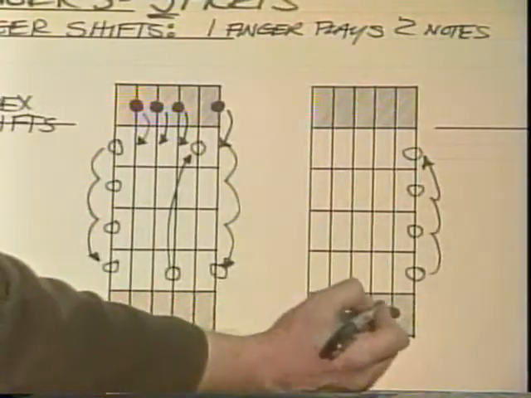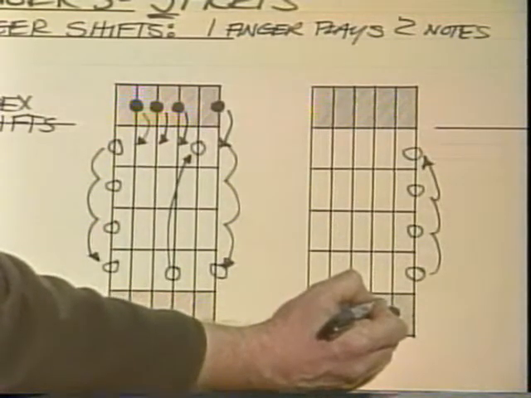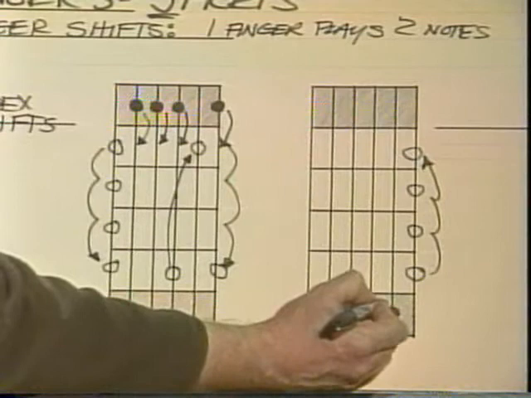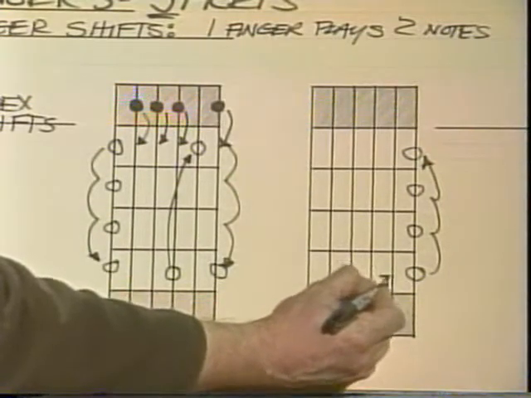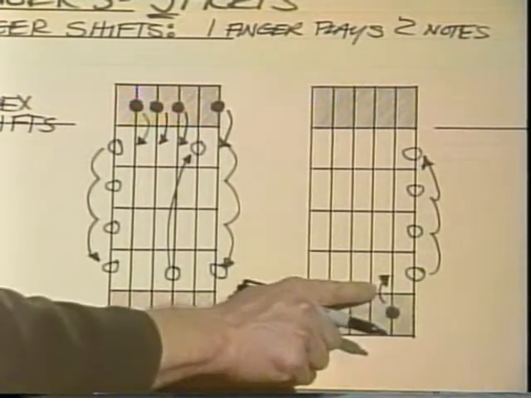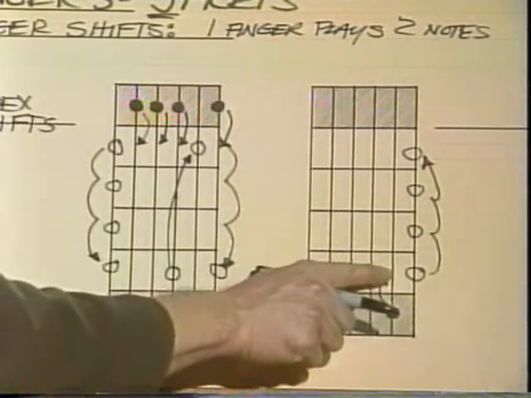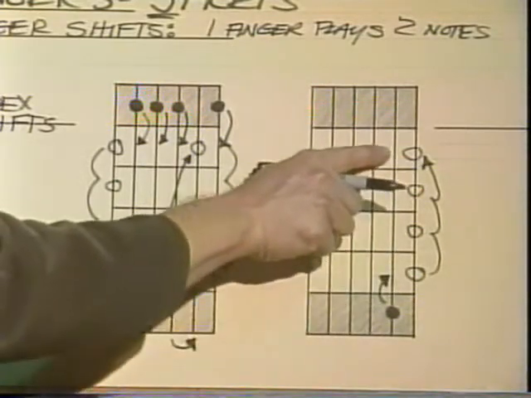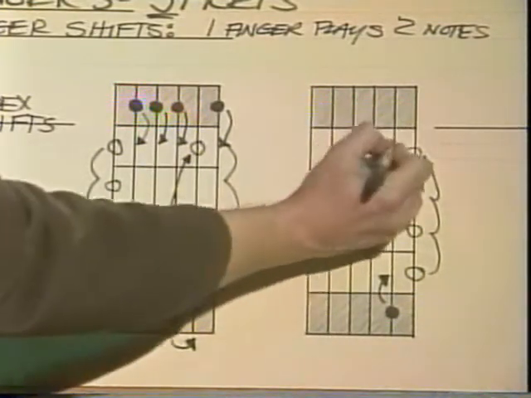After you've played that note there, your pinky has to play two notes. Your pinky has to do double duty. You scoot your pinky across the fret like that, and pick up that note, and then you can continue walking down that string until you get to this note right there.